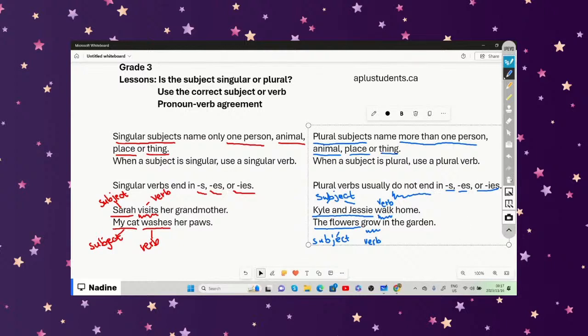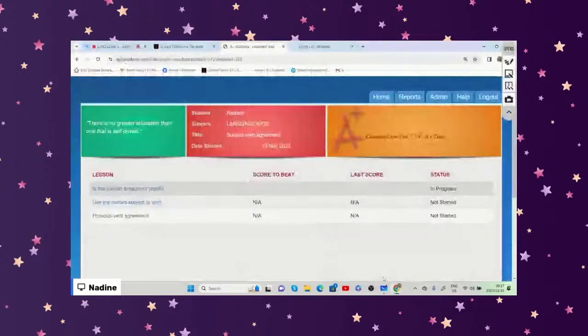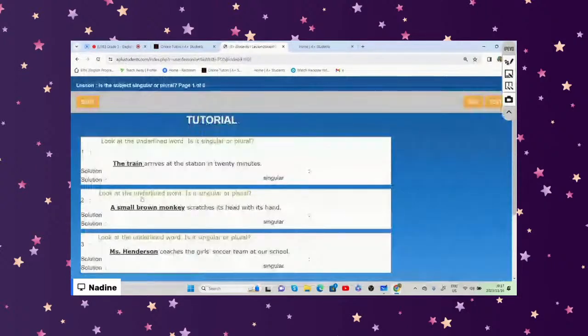All right, so now we're going to aplusstudents.ca. And we're going to our first lesson, which is: is the subject singular or plural? This is basically what we just went over. So we're just going to go over a few activities and then do the test. So now it says, look at the underlined word. We need to say if it is singular or if it is plural.